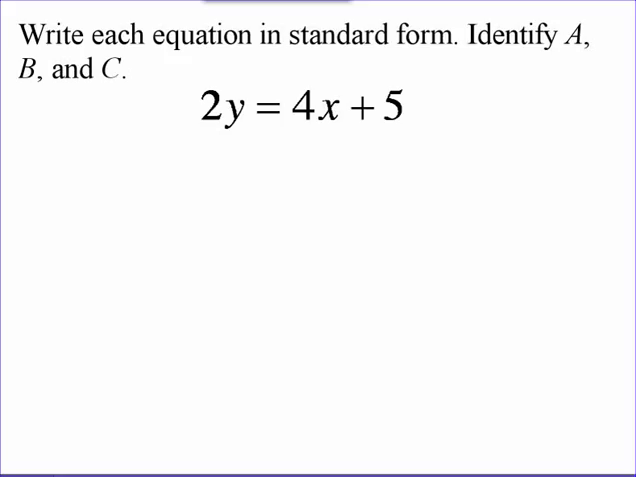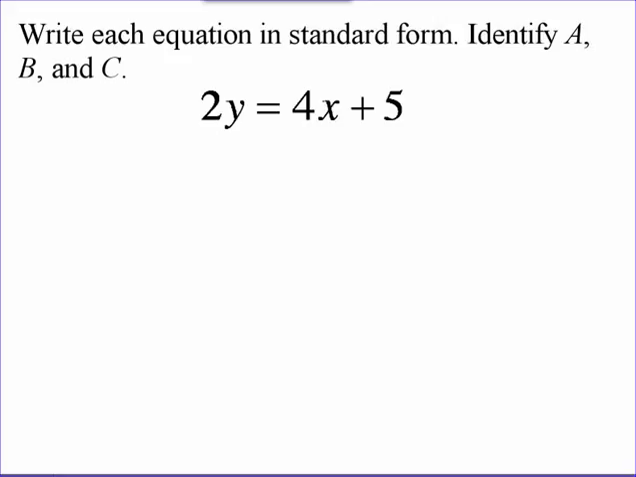So now we're going to look at the following. It says write each equation in standard form. Identify a, b, and c. So we have to switch it around? Yep, that's exactly right. All you have to do is switch it around. So we're going to manipulate this because we know that what needs to be on one side? The x's and the y's need to be on one side. The number needs to be on the other side.